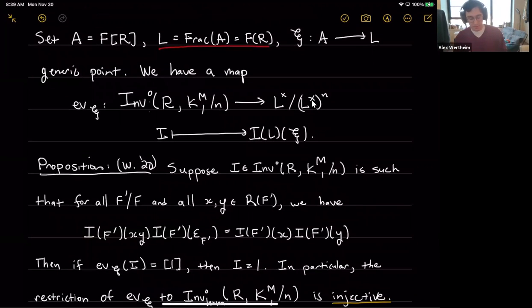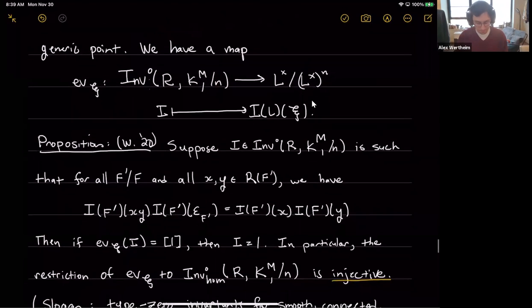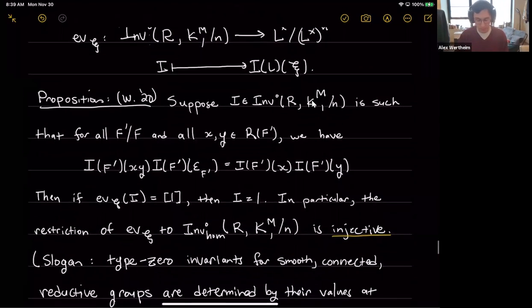We have a map on invariants, which I'll denote by ev_c, which sends any invariant I to its evaluation at the generic point. And this map is quite useful and quite nice for a broad class of invariants. So to make this precise, we have the following proposition.